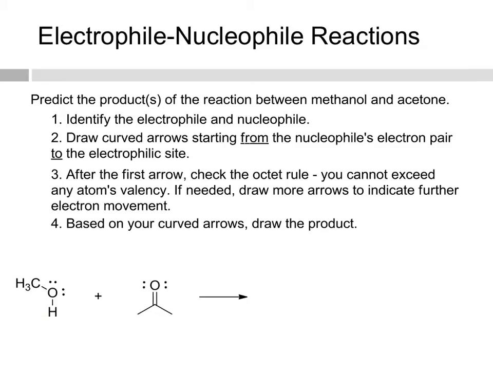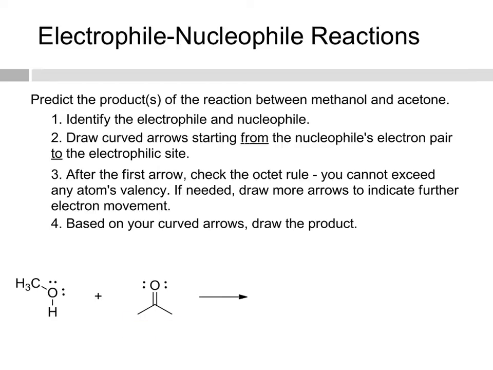So we've got methanol, we're going to mix it with acetone, and we're going to see what we are going to get. The first thing to do is to identify the electrophile and nucleophile. So who wants electrons, who's got electrons. So let's look at methanol. Methanol has an oxygen that has lone pairs on it. So this hydroxyl group is going to be the reactive part of the molecule, and the lone pairs could possibly act as nucleophiles.